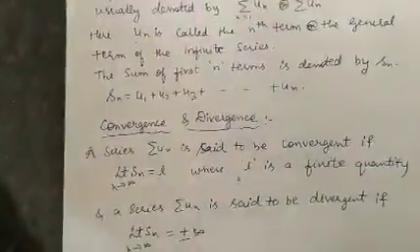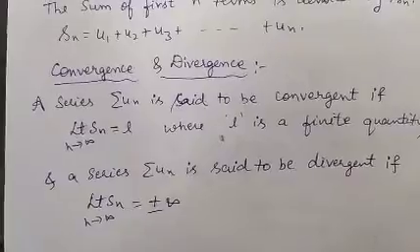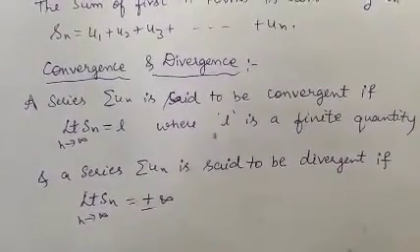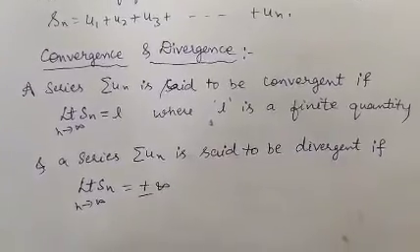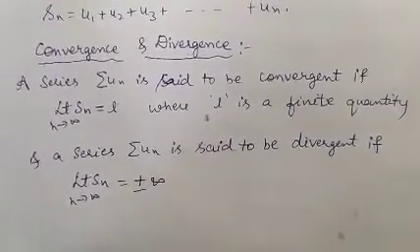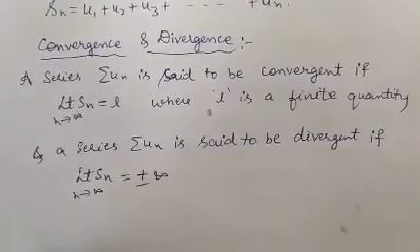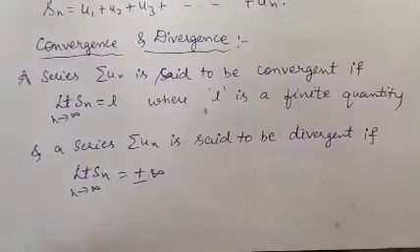Okay. Now convergence and divergence. A series summation un is said to be convergent if the limit of Sn as n tends to infinity equals L, where L is a finite quantity, and a series summation of un is said to be divergent if the limit of Sn as n tends to infinity equals plus or minus infinity.